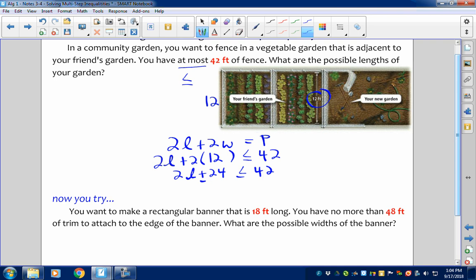So subtract 24 from each side. So I have 2L is less than or equal to 18. Divide by 2. L is less than or equal to 9. So my length here, this is kind of out of proportion, but my garden is only going to be up to 9 feet. So possible lengths of your garden is up to 9 feet, because my perimeter has to stay under 42, and I've already used up 24 feet of the 42 with that width so that I match everybody else's garden here.